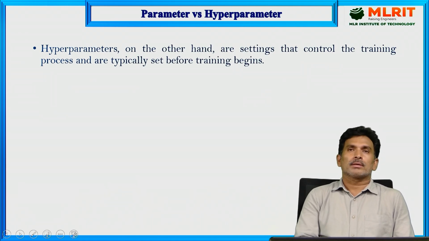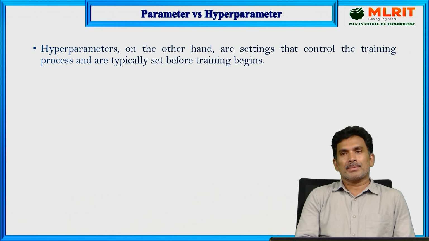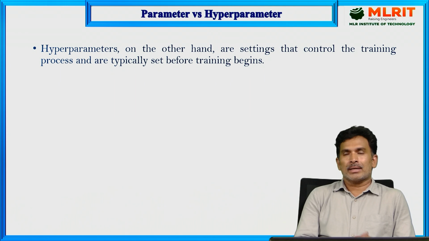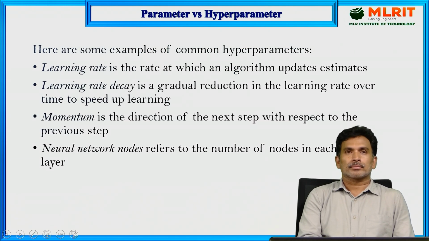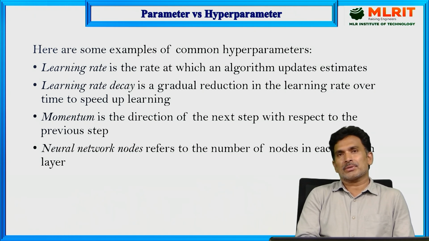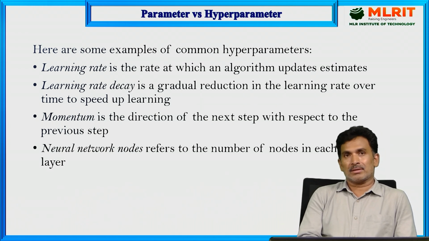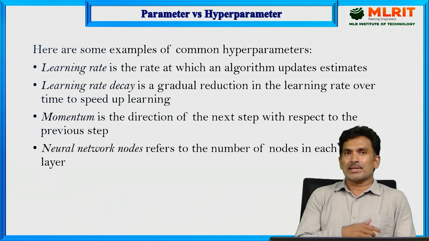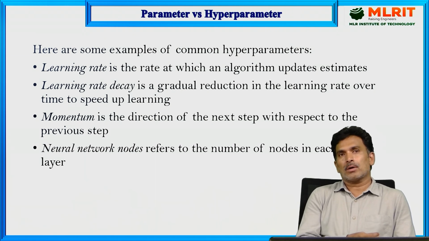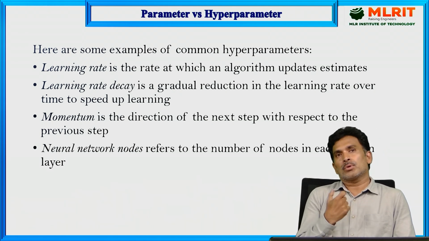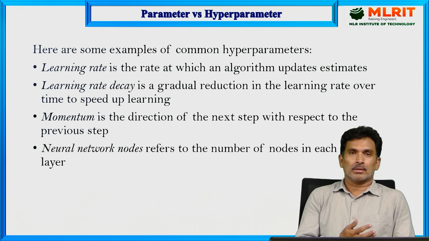Whereas hyperparameters, on the other hand, are the settings that control the training process and are typically set before training begins. These are some examples of common hyperparameters. We have already discussed in the previous lectures what all these parameters are. In a coming lecture I will show some code also, to understand how we can tune these parameters, and how the model performance changes accordingly.